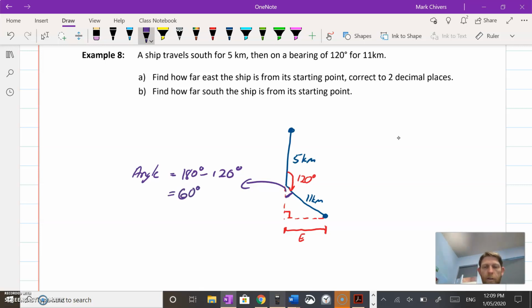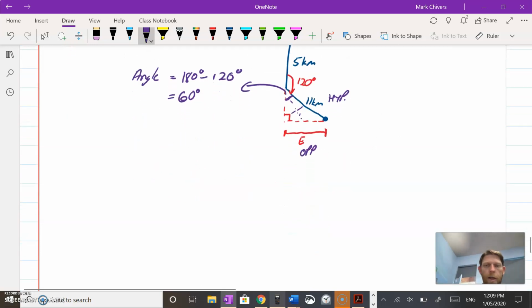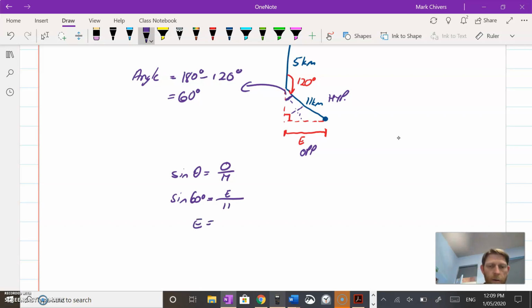So now I have a triangle with a side opposite to the angle I'm interested in, and a side opposite to the right angle, which means it's the hypotenuse. So for part A, I have the opposite and the hypotenuse. That means sine. Sine theta is the opposite over the hypotenuse. In this case, I know the angle is 60 degrees. The opposite side is E, that's the bit I don't know, how far east I've gone. But the hypotenuse is 11. So I'll end up with E equals 11 sine 60 degrees.